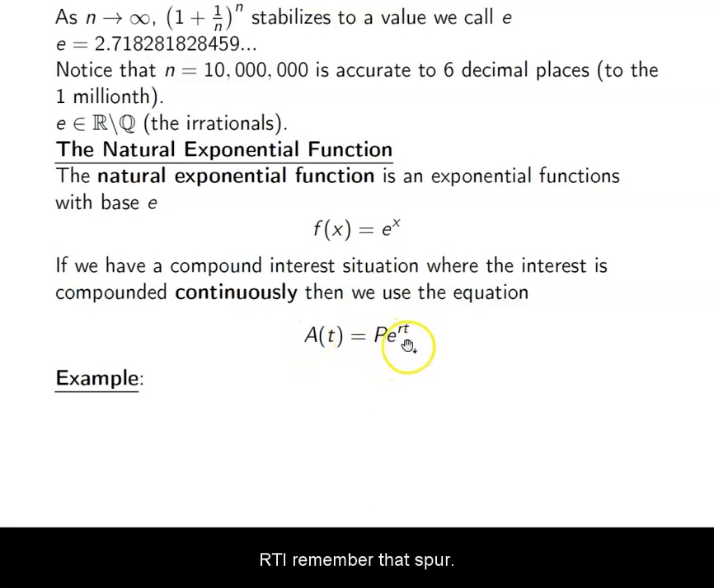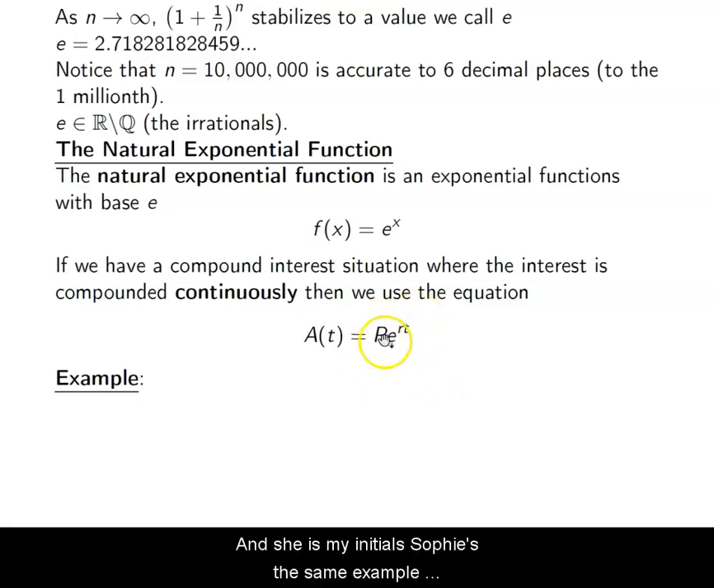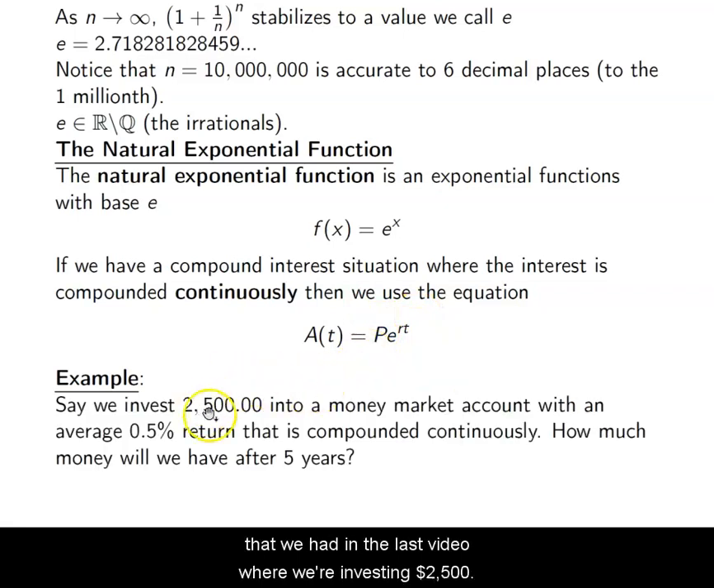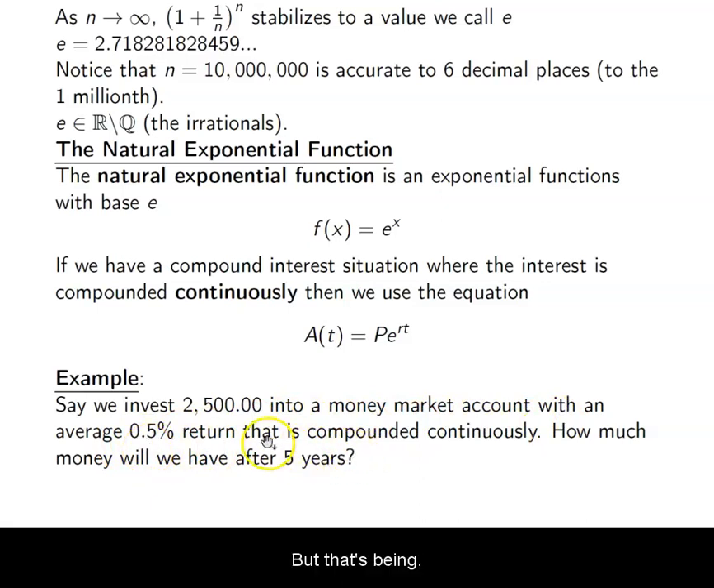Okay, so since our base is continuously growing, our continuous compounding function turns into P e to the rt. I always remember it as PERT. Same thing, r is my interest rate, right? T is time, and P is my initial value. So if we use the same example that we had in the last video, where we're investing $2,500 into a money market account that has an average return of 0.5%, okay, but that's being applied continuously instead of yearly or monthly, right? How much money are we going to have after 5 years?